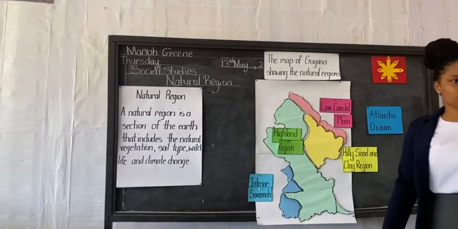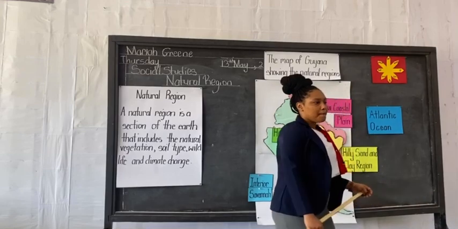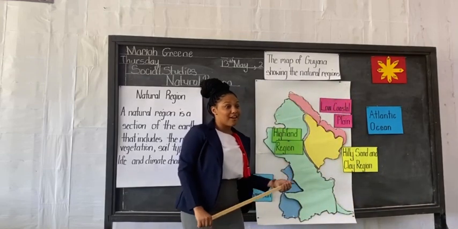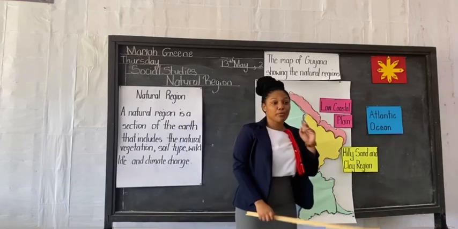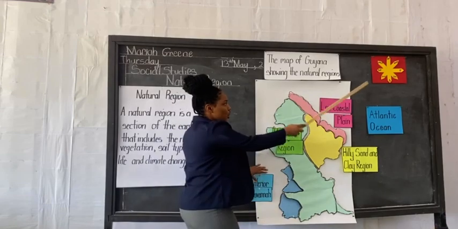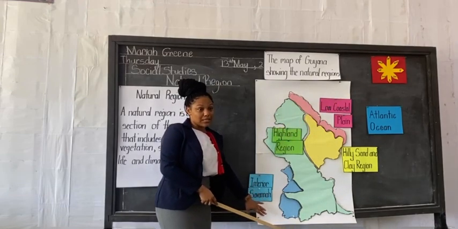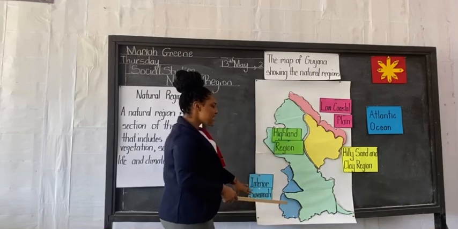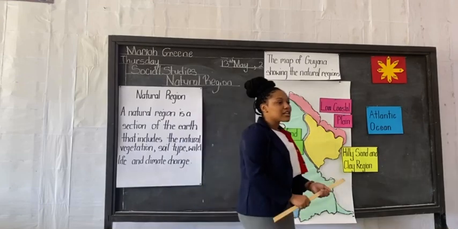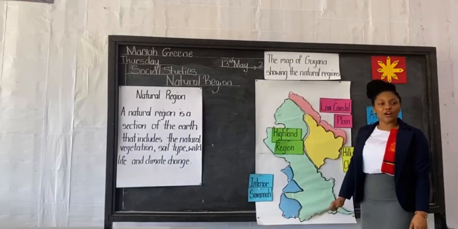It's small. Okay, anything else? Brittany is saying that it's located to the southwest of Guyana. Okay, so Brittany was paying attention. So let's see from our compass. So we can see that the interior savanna is located to the south indeed. And it's a little more over to the west. So yes, Brittany, the interior savanna indeed is located to the southwest of Guyana.